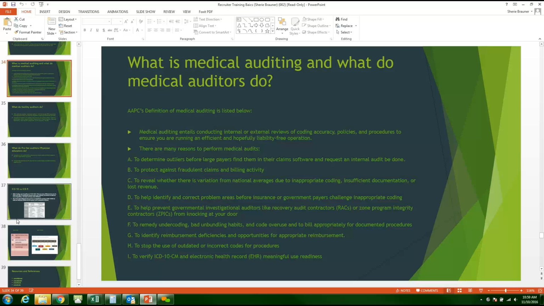There are many reasons to perform medical audits. One is to determine outliers before large payers find them, by running reports in the claim software and requesting an internal audit to be done. Having an audit done will protect you against fraud in claims that are being billed, and you definitely don't want to be in the spotlight for this one. So audits are very key and very important to stay compliant.